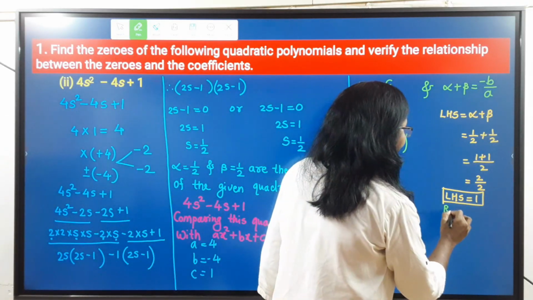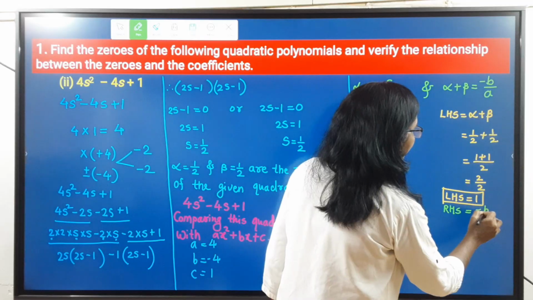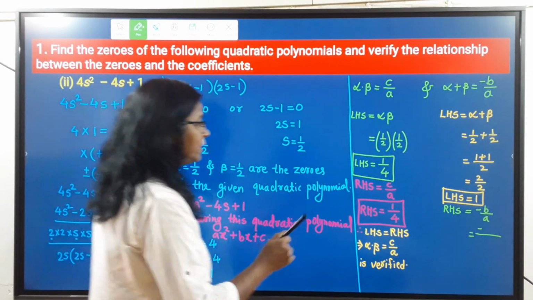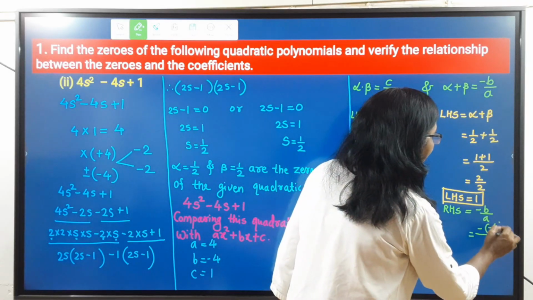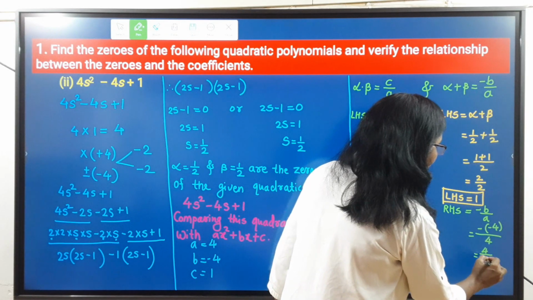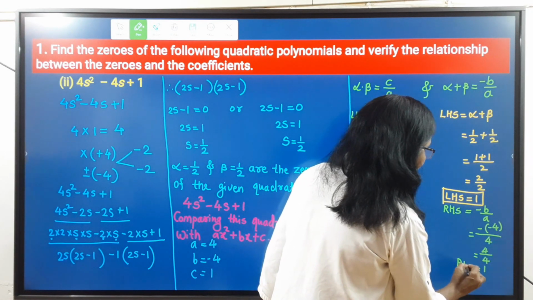So here, students, RHS is equal to minus b upon a. That means minus of minus 4 divided by 4. So now here, students, minus of minus 4 means 4. So 4 upon 4, which is equal to 1. So RHS is equal to 1.